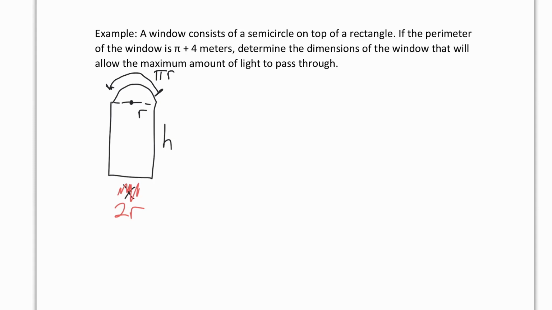Alright, so we can always start with whatever formulas we want, but eventually we need to figure out what we're trying to maximize. So I'm going to start with what we're trying to go for. We want to have the most light pass through, which means we're talking about area. So area, which would be equal to, if we look, we have the rectangle portion, which is 2rh, and we have the semicircle, which is pi r squared over 2. This is what we want to maximize.